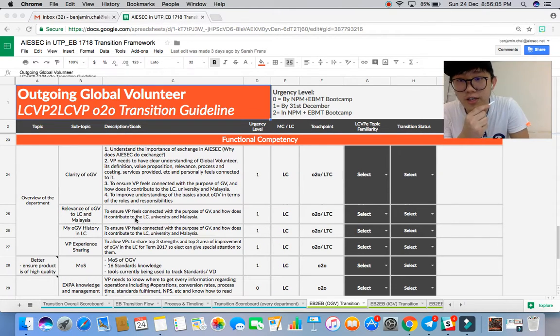The first is clarity of oGV. It's important for you to transition the importance of exchange in Isaac. Why does Isaac do exchange? And make sure that VPs have a very clear understanding of global volunteer: its definition, value proposition, the relevance, the process, the cost, the services that we provide, etc., and personally feel connected to it.